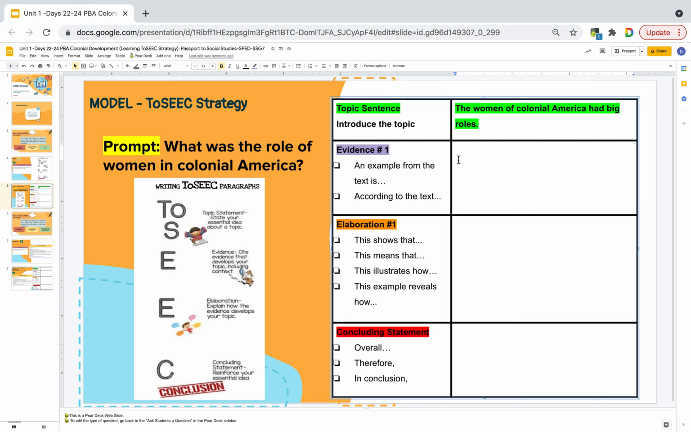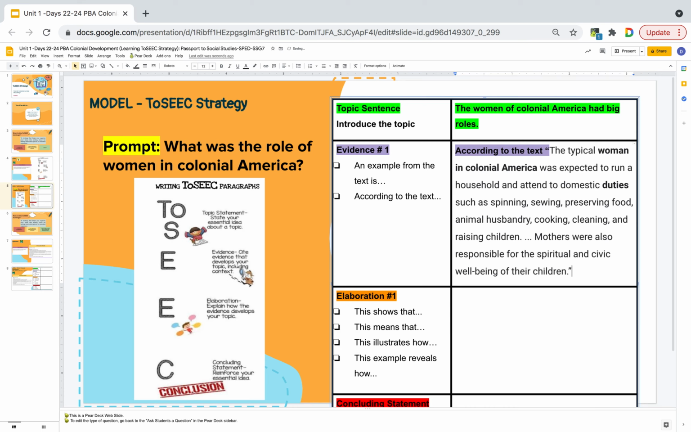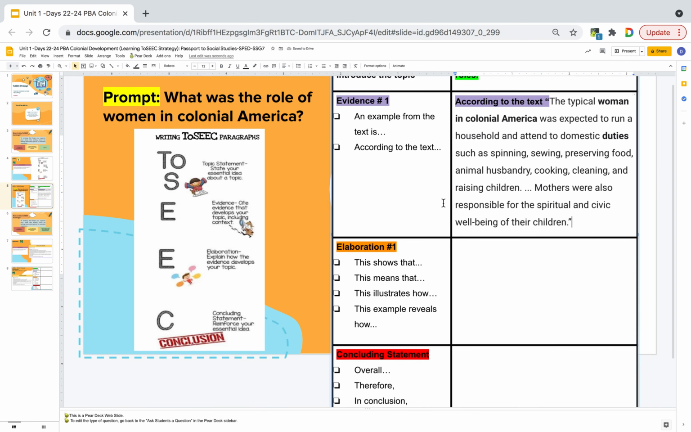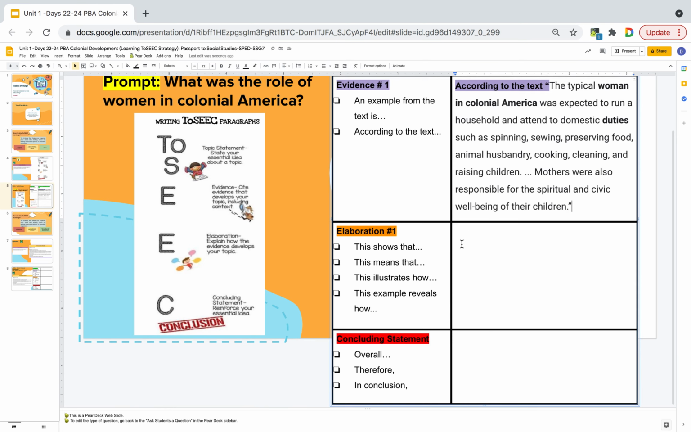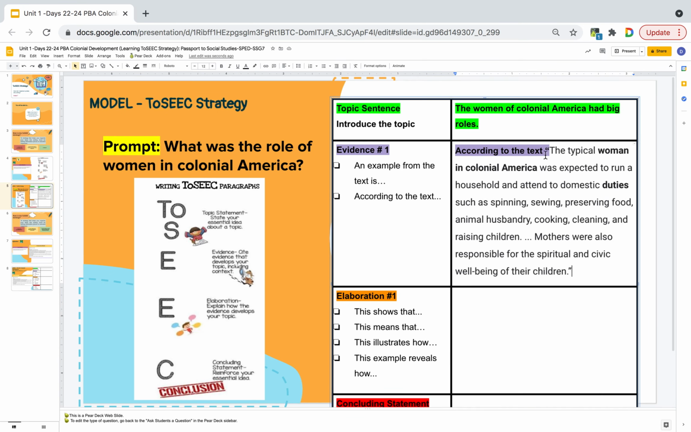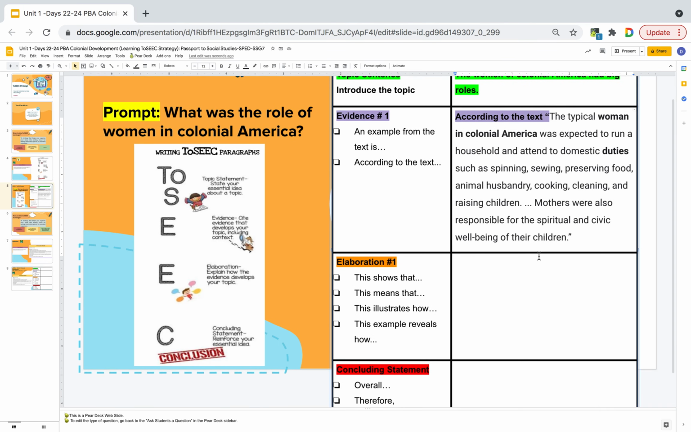Next, I want to provide evidence. Here on the side, you'll see some sentence starters, and you can use those to start your idea off and introduce your evidence. So I'm going to use according to the text and provide my evidence here. Next, I want to elaborate or explain how this evidence supports the fact that women had big roles. This shows, again, I'm using those sentence starters here on the side to help me start my idea.